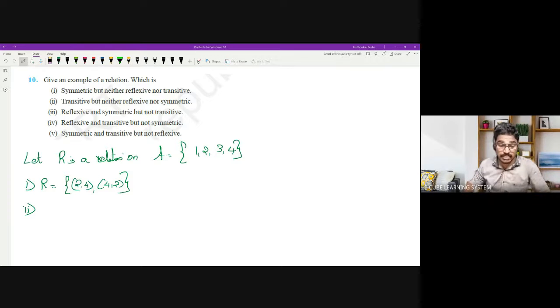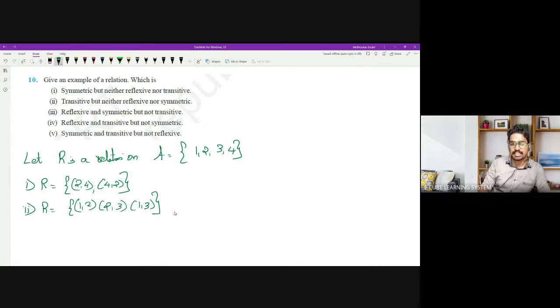Can I give an example for second one, Basil? Transitive. It is not reflexive and not symmetric. Basil? (1, 2), (2, 3) and (1, 3). More than enough. Clearly it is transitive. But it is not symmetric because there is 1, 2, no 2, 1. There is 2, 3, no 3, 2. It is not symmetric. Also 1, 1, 2, 2, 3, 3, 4, 4 are missing. It is not reflexive.